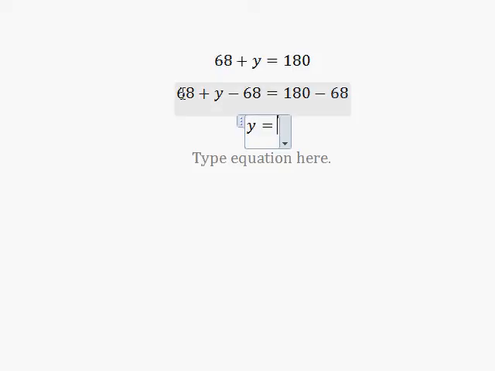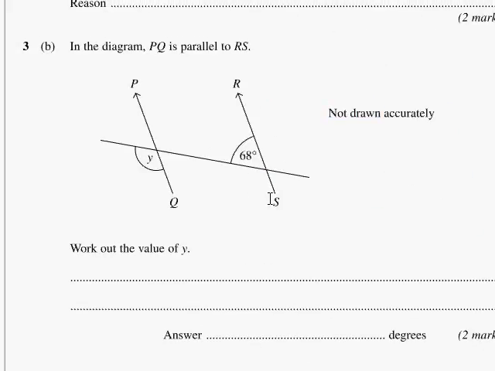Look at the left side for a second. 68 plus Y minus 68 leaves me with just Y. That's what I wanted to get, just Y by itself. And on the other side, 180 minus 68 will be 112. If you want, you can check your answer: if Y is equal to 112, then adding 68 to 112 adds up to 180, and it does. So the unknown angle Y is equal to 112, and if we take a look, this angle here is 112, and so the angle Y is 112.